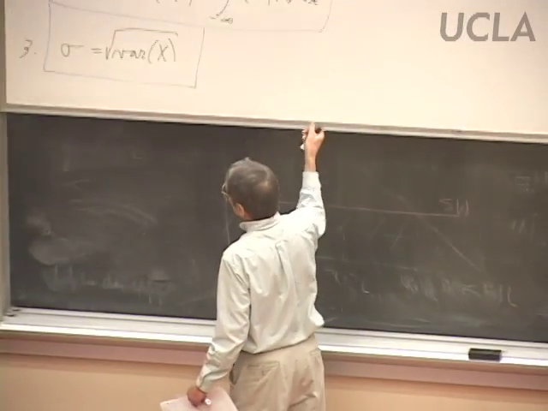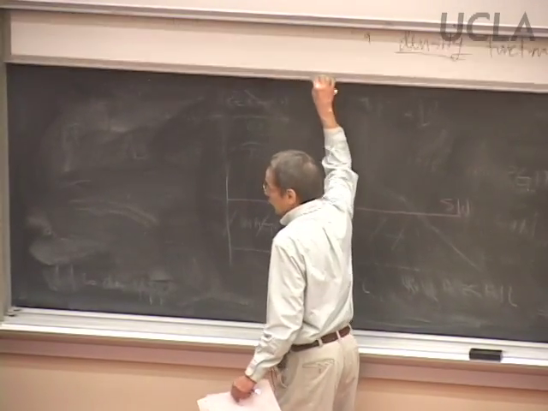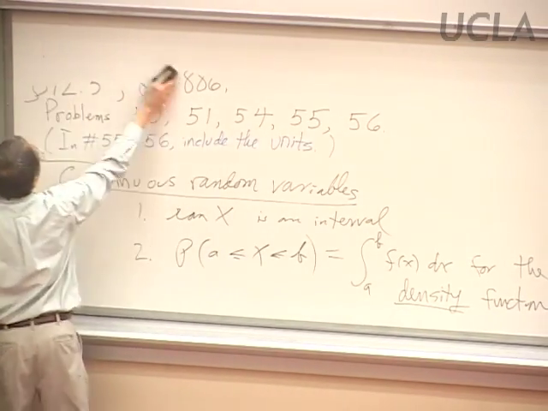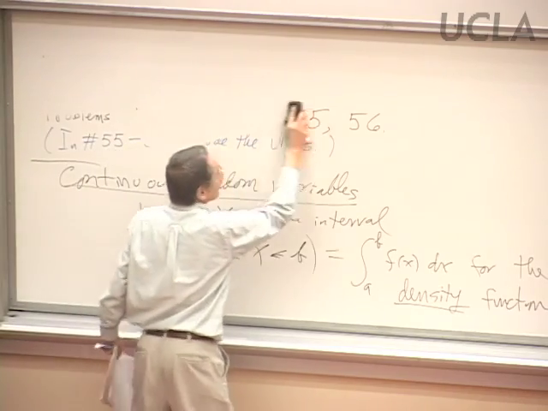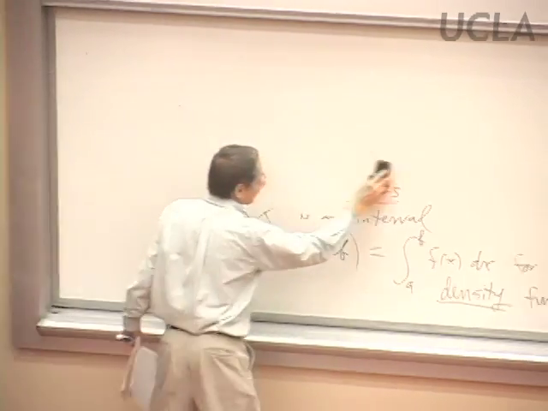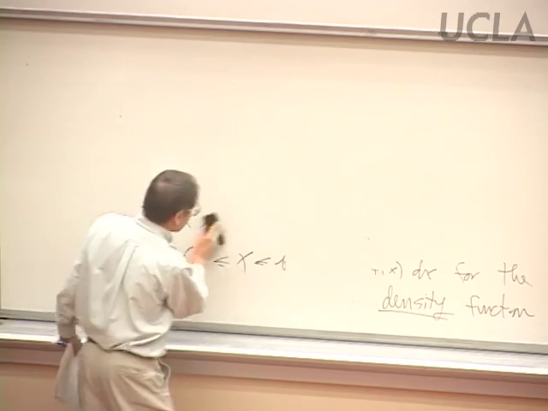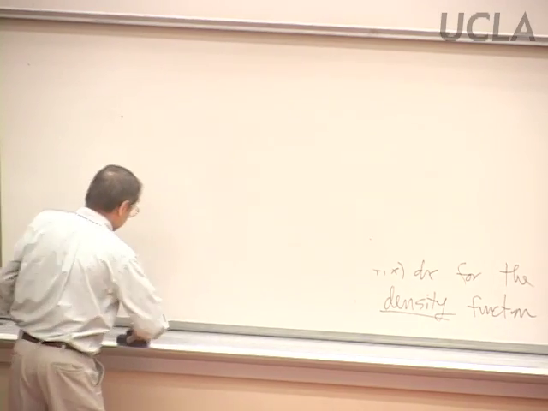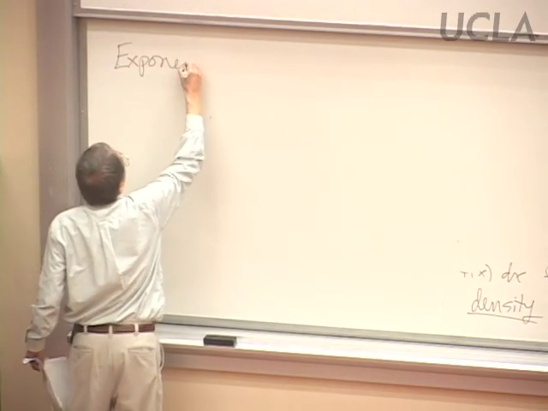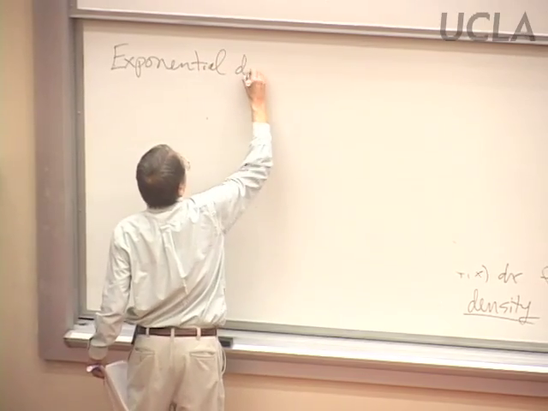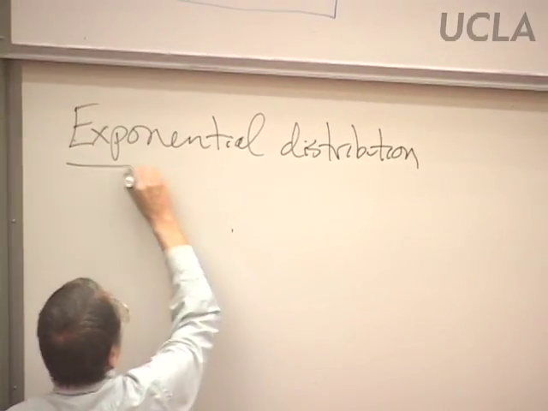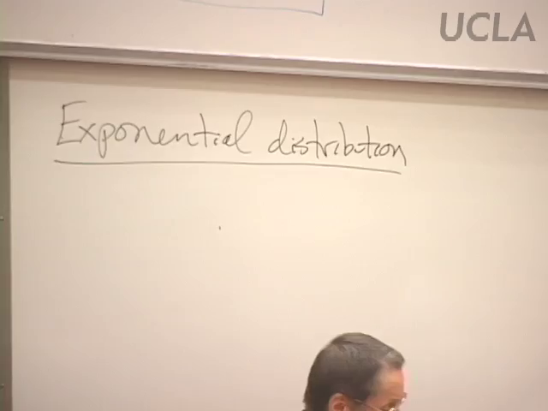Now let's focus on a particular sort of density function and talk about the exponential distribution. One of our 5 or 6 or 7 distributions, I guess it's 7, that we talk about in this course. But actually, we talked about this last time, but not by this name.